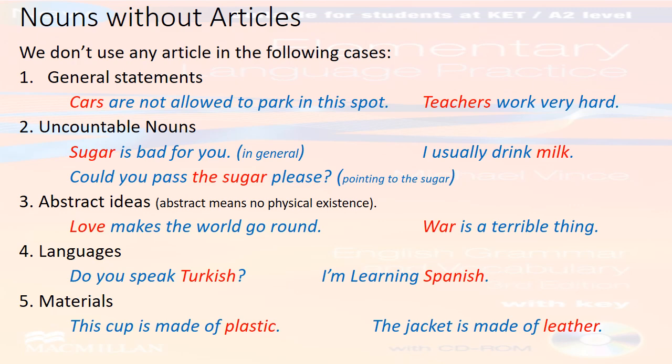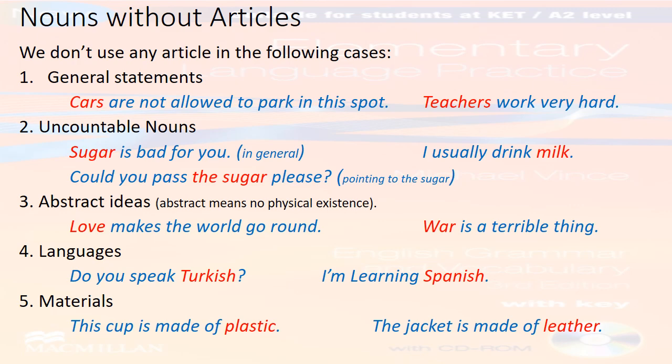The third case, abstract ideas. Abstract means not having any physical existence. It just exists like an idea, thought or concept, like love, beauty, war, and other words. The examples here: love makes the world go round. The second example: war is a terrible thing. And we can use "the" with war if we are talking about a certain specific war that we experienced or lived, like "the war ended 2 years ago". So here we are pointing to a specific war that we experienced.